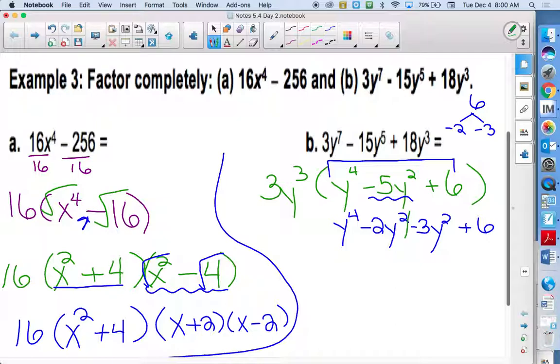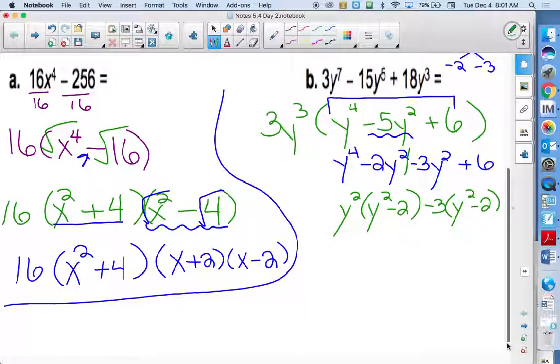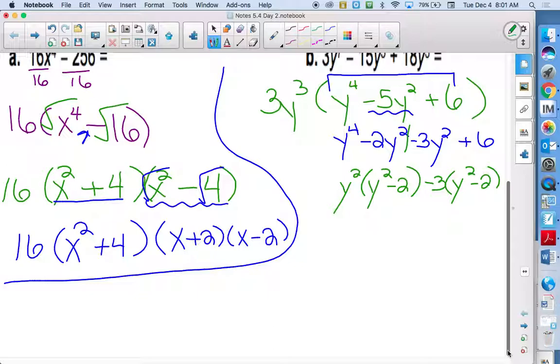Julian, if we group the first two together, what would you take out of y to the 4th minus 2y squared? You can take out y squared. And then that leaves us with y squared minus 2. Nice. And then the second pair, take out negative 3. And that also leaves us with y squared minus 2. Nice job. So pulling y squared and minus 3, they're grouped now. Y squared and minus 2 also grouped.